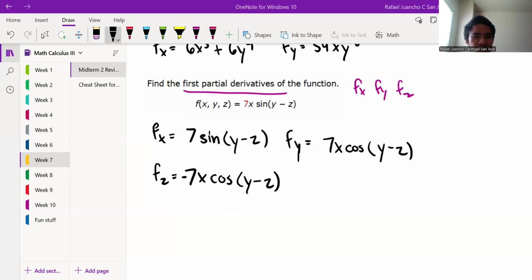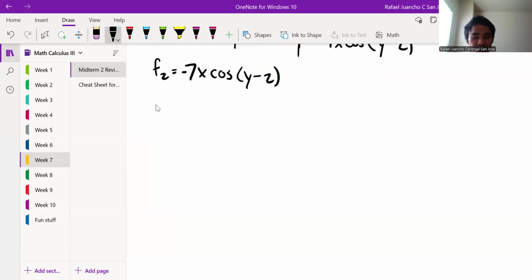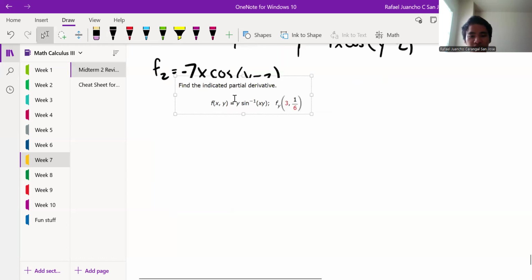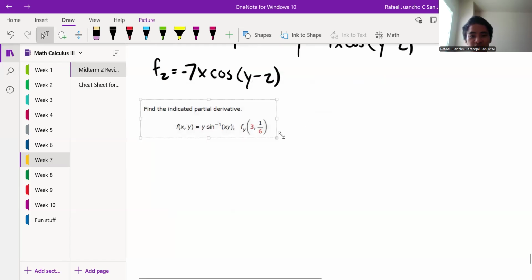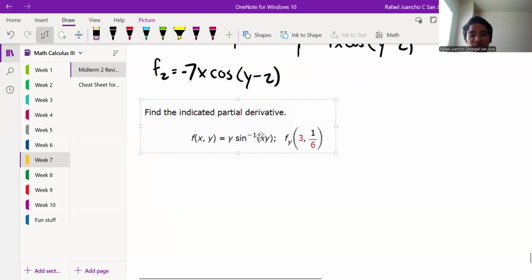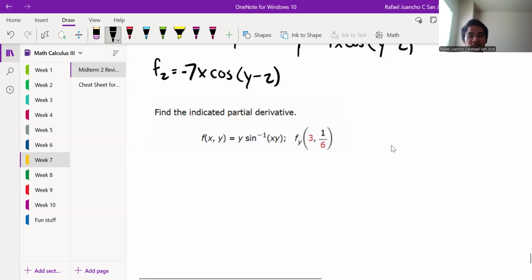And then here we find the indicated partial derivative. So I think this is another thing that we can try to do. Instead of just getting the partial derivatives with respect to some variable, we could also try to find the number, or in other words, the slope of that tangent line with respect to something. So here we find f sub y, because that's what it wants us to do.